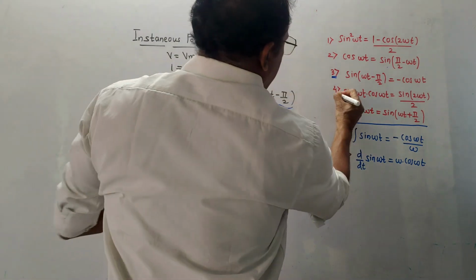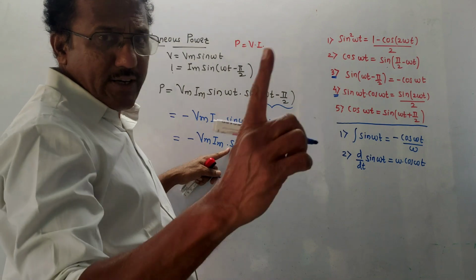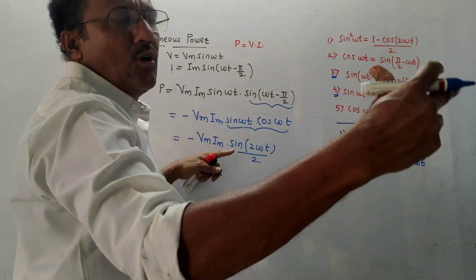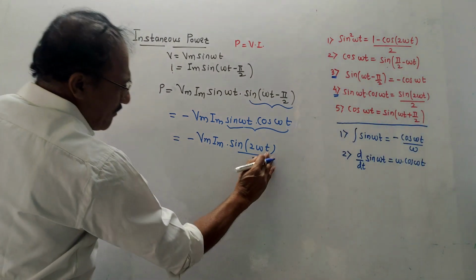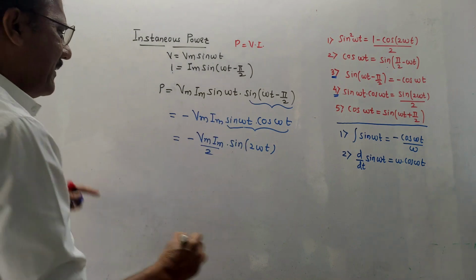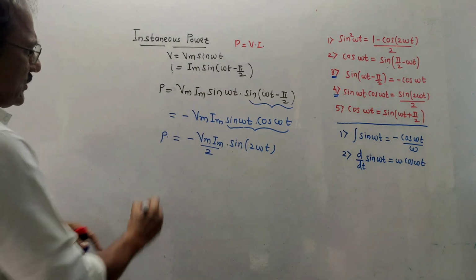I am using identity number 4. So I have got the equation in terms of only one term, that is the sine term. There are no two sine terms or sine and cosine terms. Now simply this divided by 2 term, I can write it over here. This is just mathematical manipulation. So this is the equation of instantaneous power.